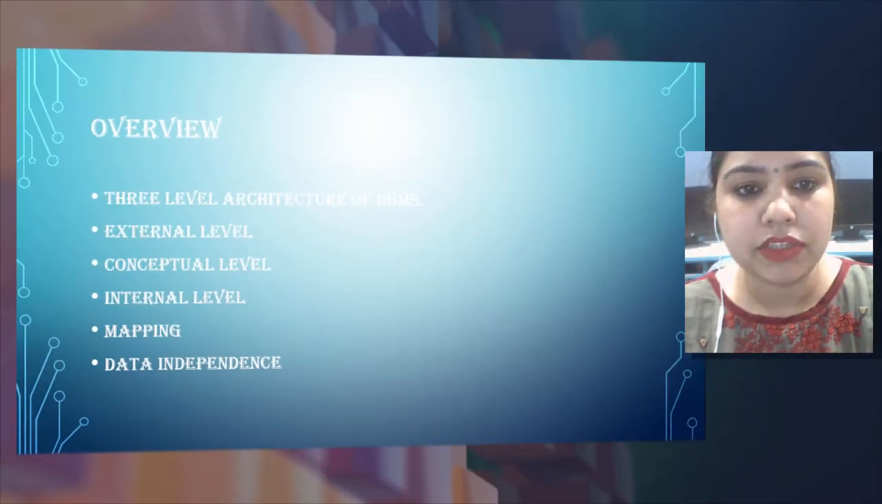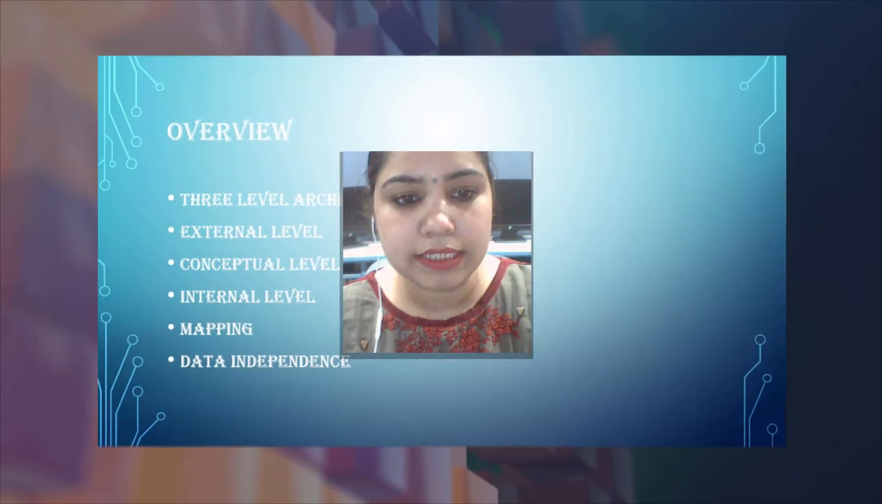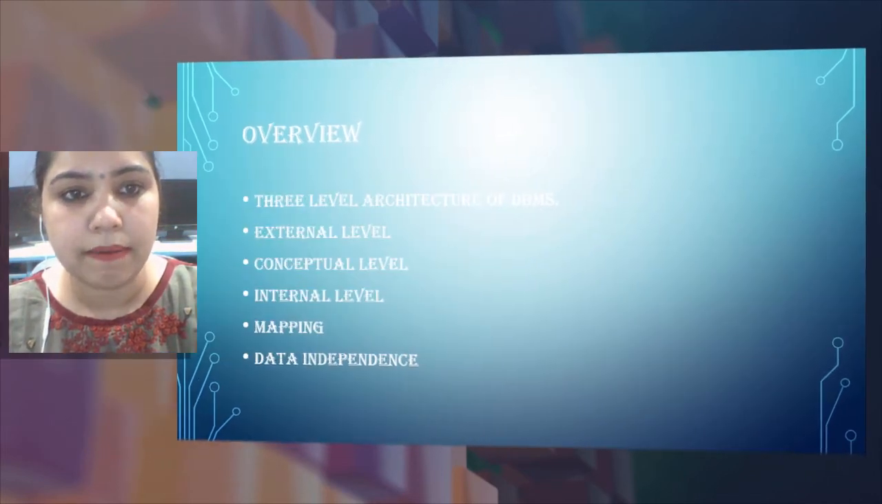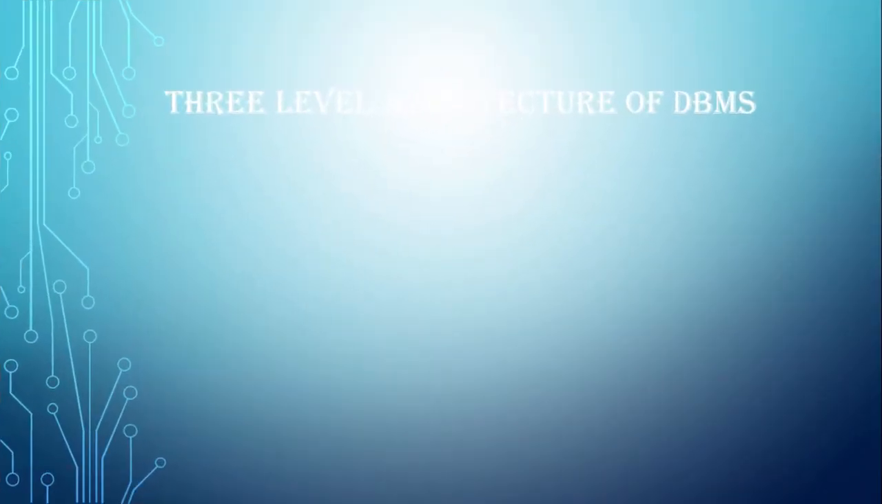Here is an overview of these topics: three-level architecture of DBMS, external level, conceptual level, internal level, and mapping. And after that, last but not the least, data independence. Now, first of all, we will discuss three-level architecture of DBMS.